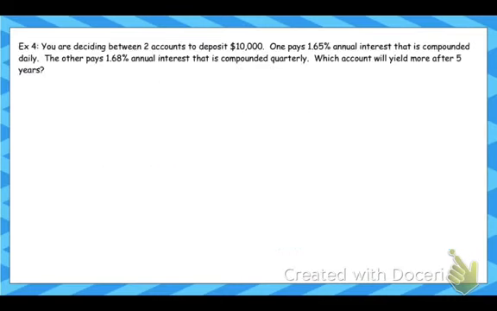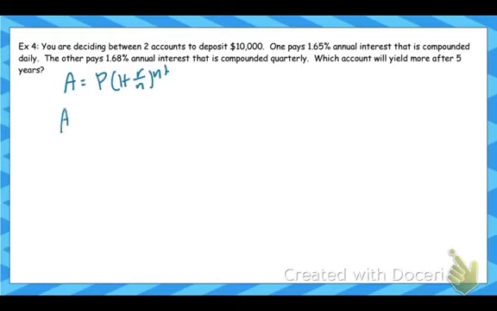So you're deciding between two accounts. One pays 1.65% annual interest compounded daily. The other pays 1.68% annual interest compounded quarterly. We want to know which one is going to have more after 5 years. So let's set up these two equations. For equation number 1, all of these are going to be A equals P(1 + r/n)^(nt).